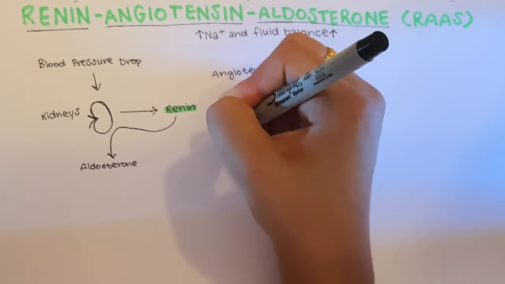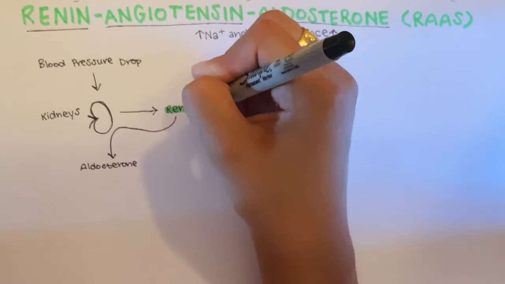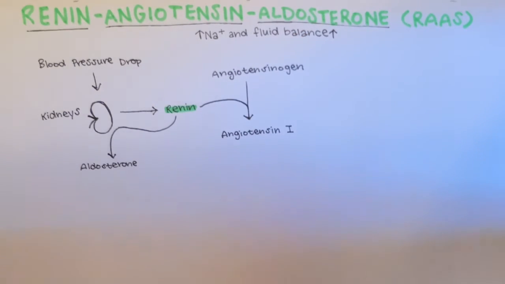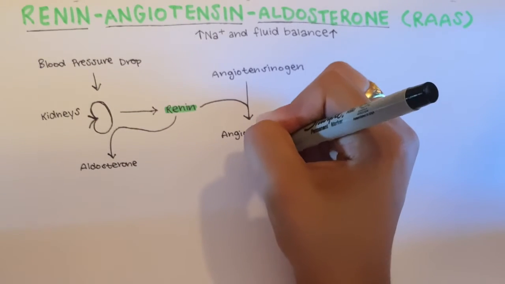Angiotensinogen is an inactive protein in the blood that originates in the liver. Renin hydrolyzes angiotensinogen to create angiotensin-1, a shorter but still inactive protein.